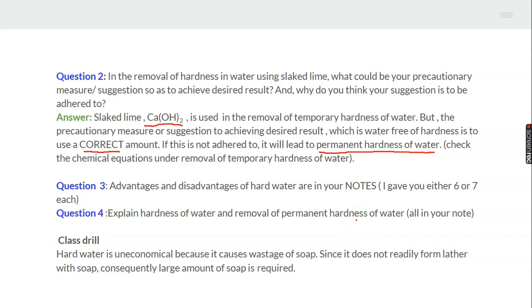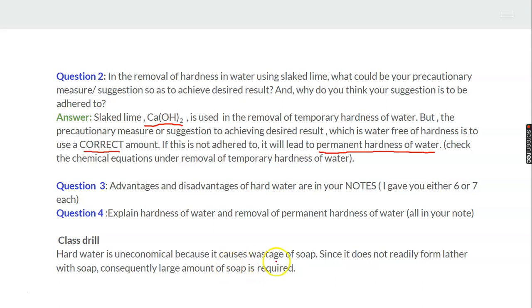Likewise, the addition of caustic soda, which is your sodium hydroxide. And the final one is ion exchange resin, which is the same thing as the permutit method. Okay, please try to check them out in your note. They are all there.